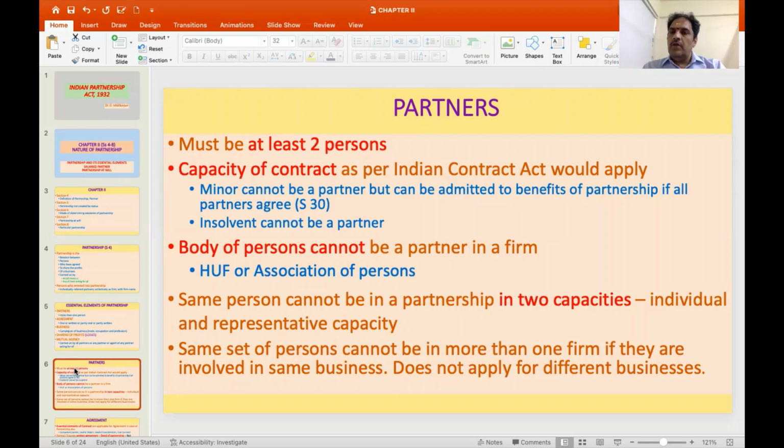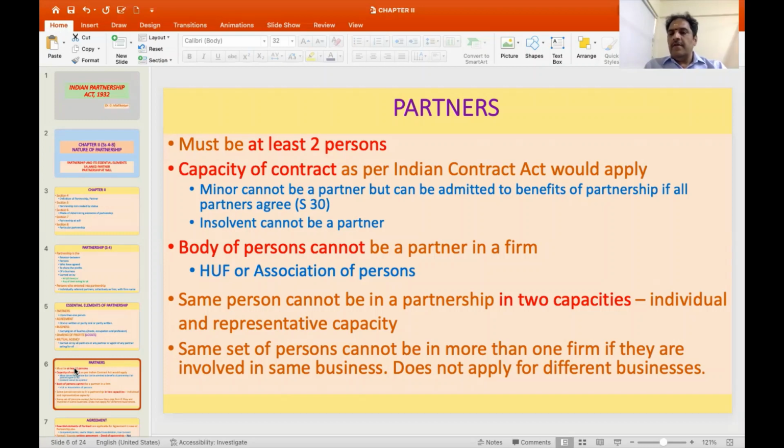Similarly, two Hindu undivided families' kartas could be partners, but they will not be representing their partnership firms. They will be treated as partners for the purpose of the partnership where they are coming in as partners.